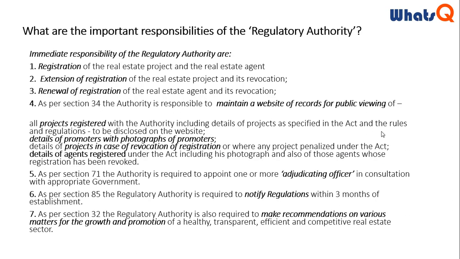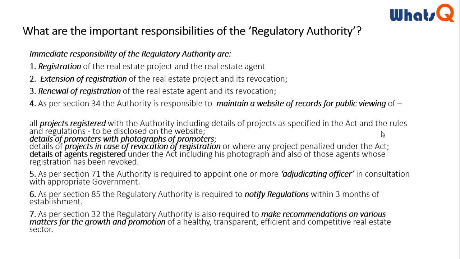First, let's look at the broad level summary of the important responsibilities. The immediate responsibility of the regulatory authority is to handle the registration of the real estate project and the real estate agent, if any application is made by the promoter or any real estate agent for registration. Then, if there is any application made for the extension of registration of the real estate project, or its revocation on account of failure to fulfill the promises based on which the registration was granted, then the regulatory authority is supposed to revoke the registration under RERA. Then the third important responsibility is the renewal of the registration certificate, if an application is made in that regard. Registration, extension, renewal and revocation of the registration given to the promoter are the basic responsibilities of the regulatory authority.